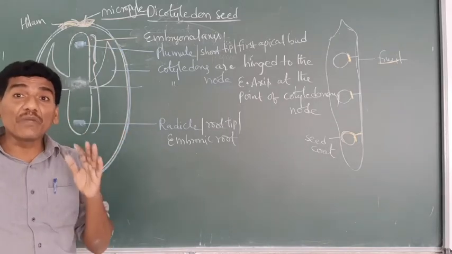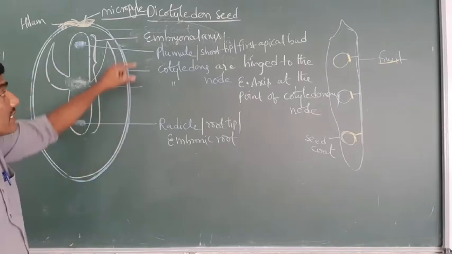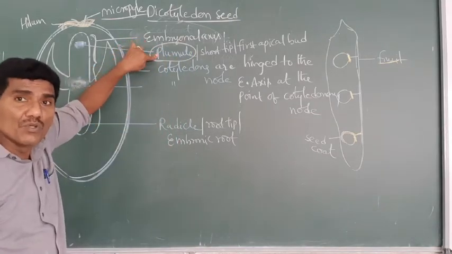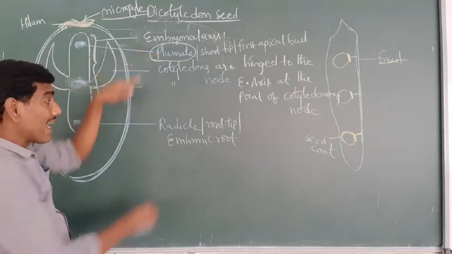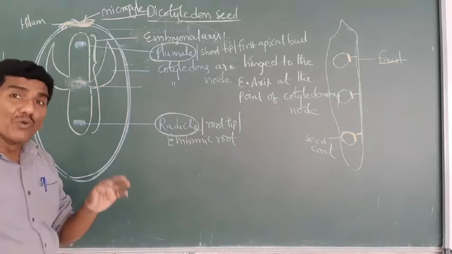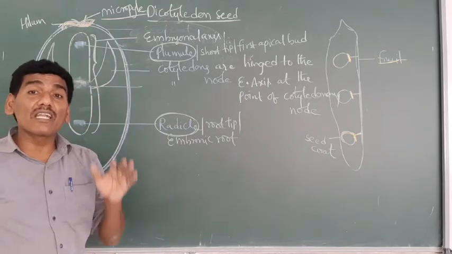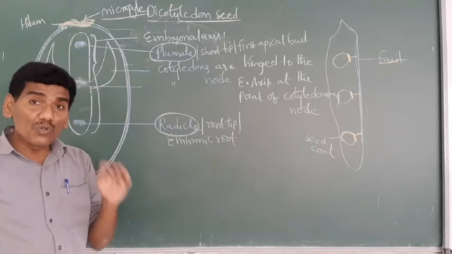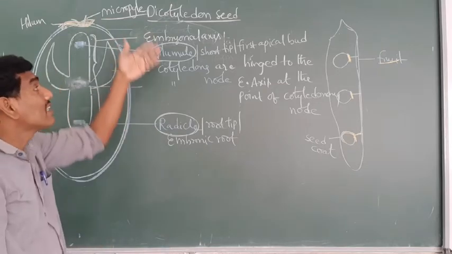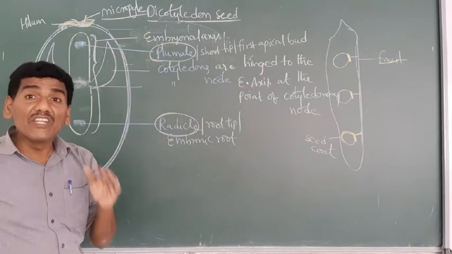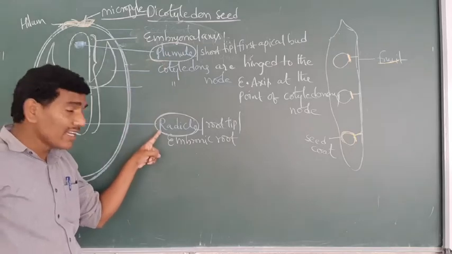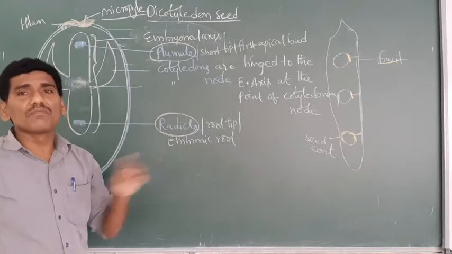During seed germination, the plumule develops into the shoot system and the radicle develops into the root system. How are the shoot and root systems developed from the seed? Like that, in this manner.